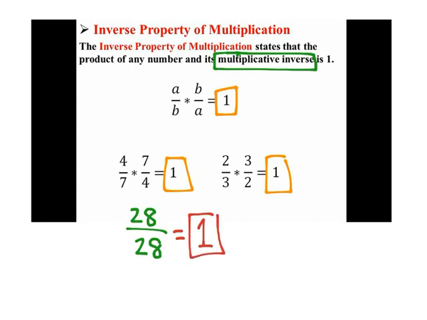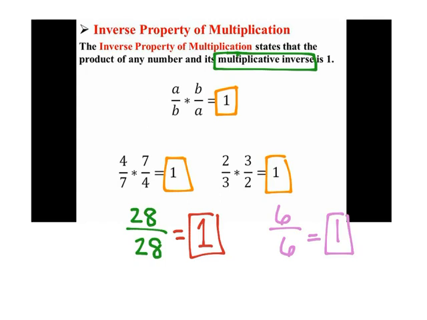On the next example, they give you 2/3, multiplying that with 3/2. Again, multiply the numerators together, and you're going to end up with 6. Multiply the denominators together, and you're also going to end up with 6. And again, fractions are telling you to divide. 6 divided by 6 is 1.